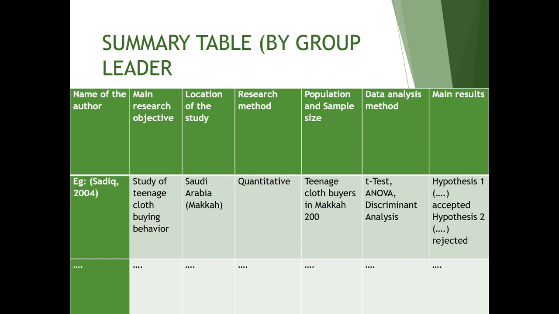And finally, main results. So for main results, you will see what are the main results. I am just giving an example like hypothesis or etc. It may be there is no hypothesis. So you just have to summarize the main results in the final column. And this way, this table will contain 16 or 18 rows based on the number of members, and this will be submitted by the group leader.